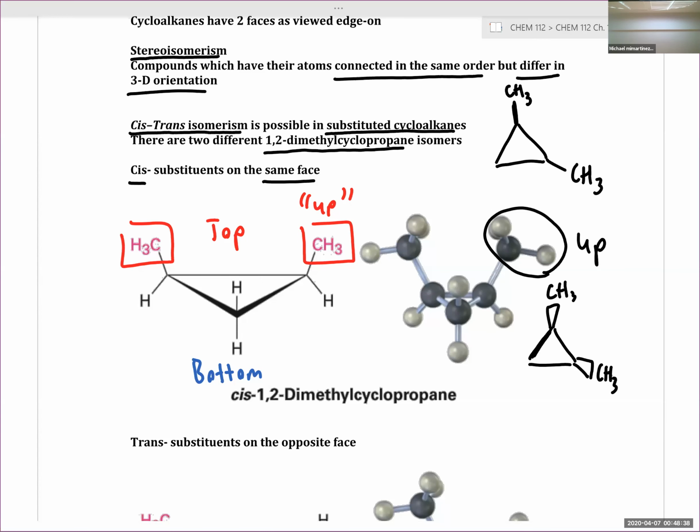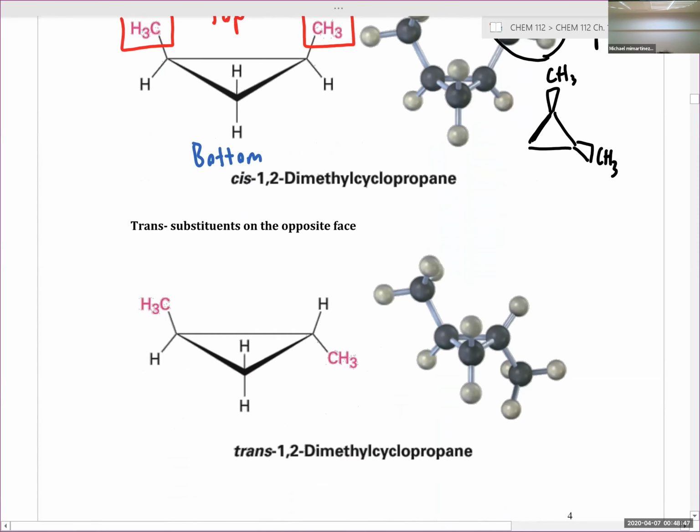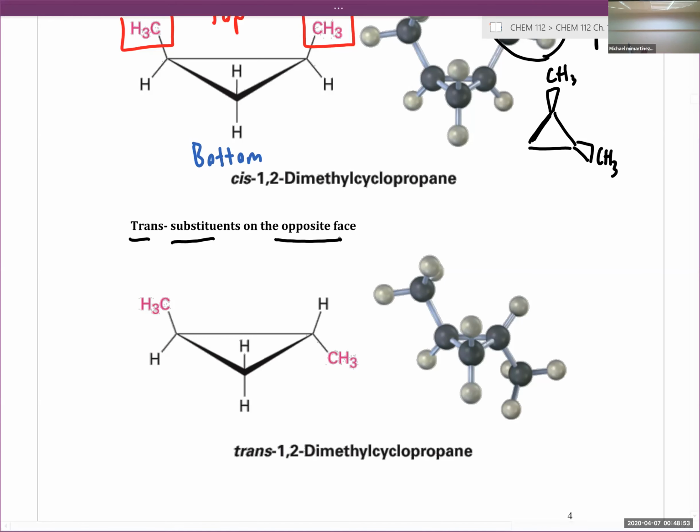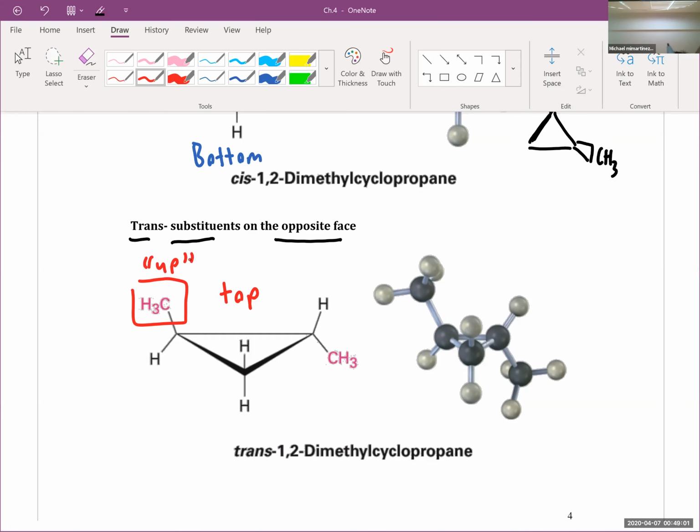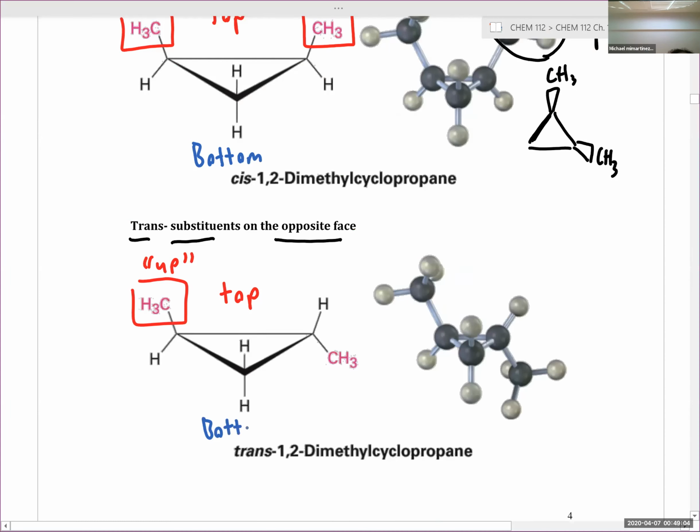Now let's look at our alternative stereoisomer. So the trans stereoisomer, in this case, the substituents are on the opposite face. So we have our top face and we have a methyl group that is pointing up. Additionally, on our bottom face, we have a methyl group that is pointing down. So as everyone can see, the two methyl groups are on opposite faces of our cyclopropane ring.